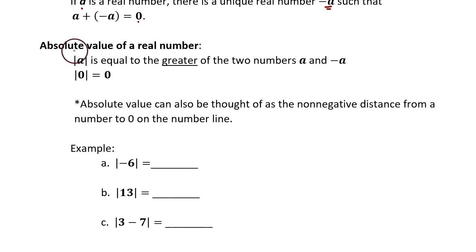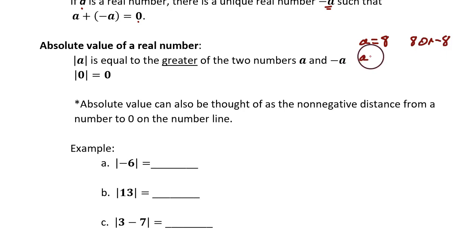Next, let's define absolute value of a real number. The symbol for absolute value is these vertical lines surrounding a number. So this right here is read, the absolute value of A. Absolute value is defined as being equal to the greater of the two numbers A and negative A. For example, if A is the number 8, what's greater, 8 or negative 8? Whichever of these is greater, that's what the absolute value of 8 is.